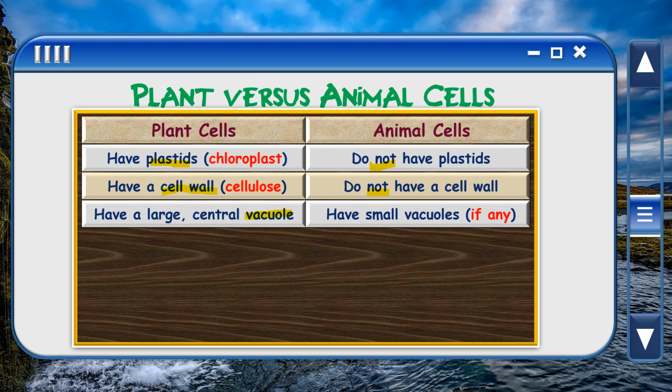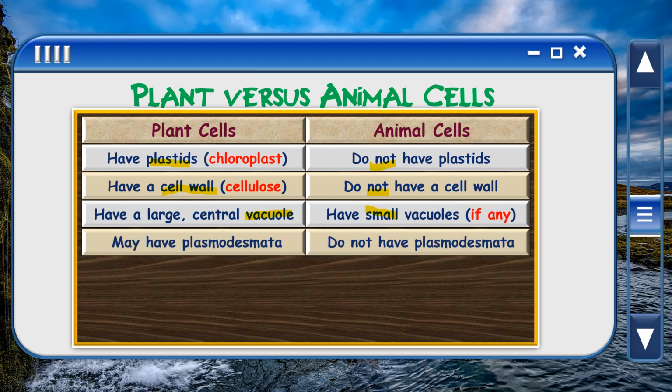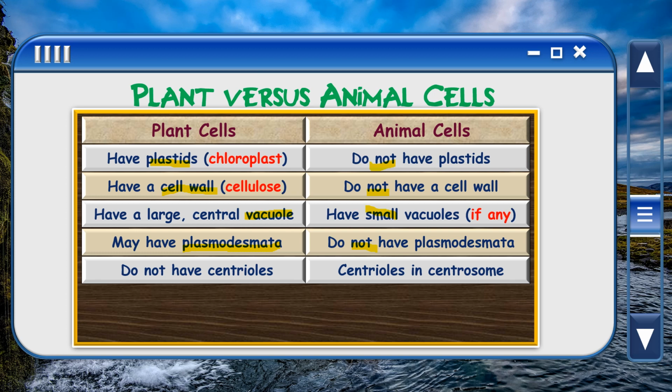The animal cell vacuole is very small, if it does exist. The plant cells have what we call plasmodesmata, and this lacks in animal cells. Plant cells don't have centrioles, but the centrioles are present in the animal cells in the centrosome.